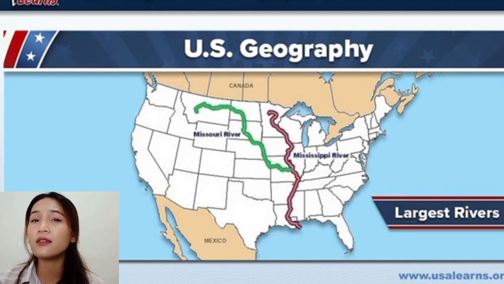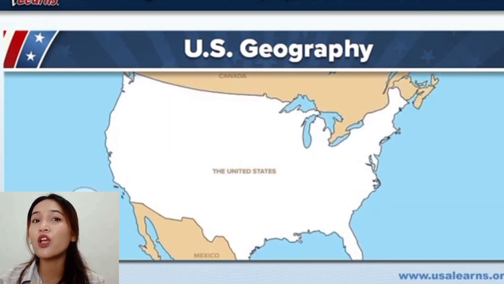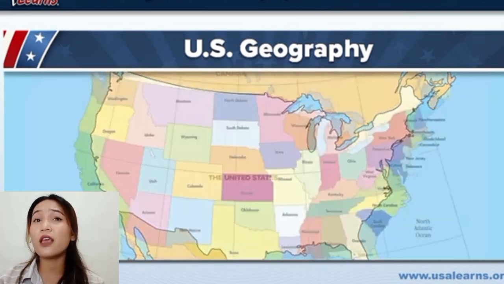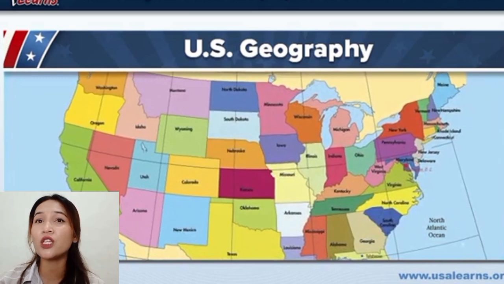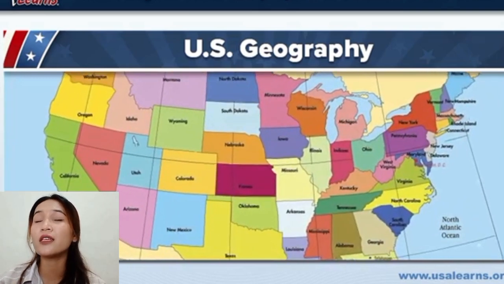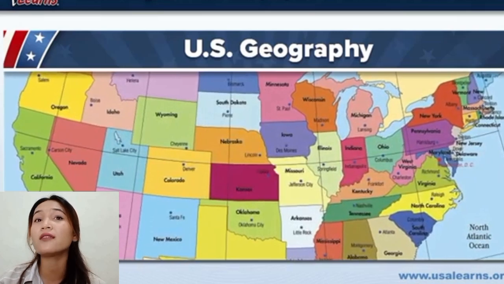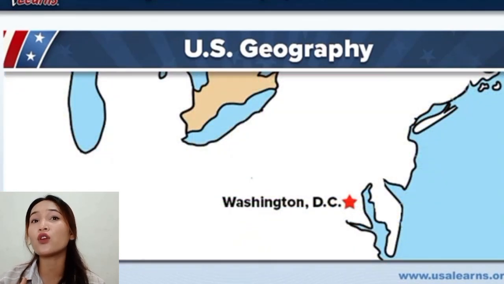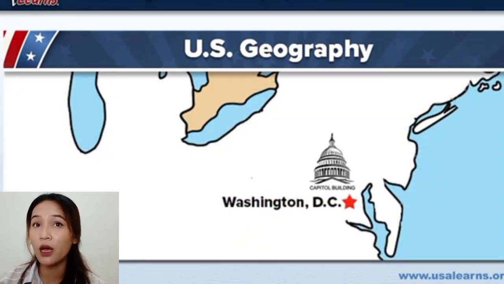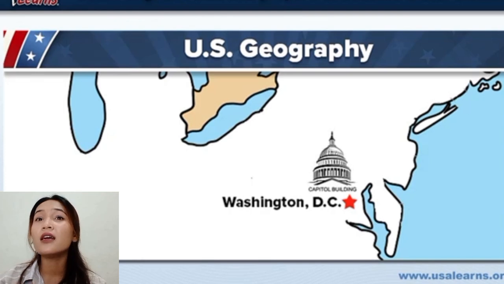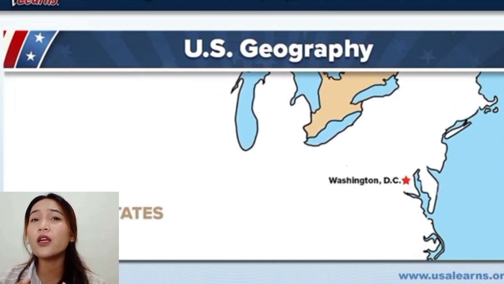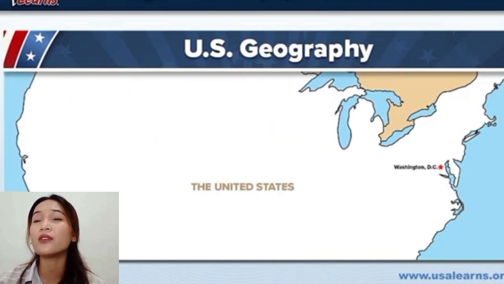The United States is made up of 50 states and the District of Columbia. Each state has a capital city where the state's government is located. Washington, D.C. is the capital of the United States. D.C. is short for the District of Columbia. Washington, D.C. is located on the east coast of the United States. The federal government is located in Washington, D.C.